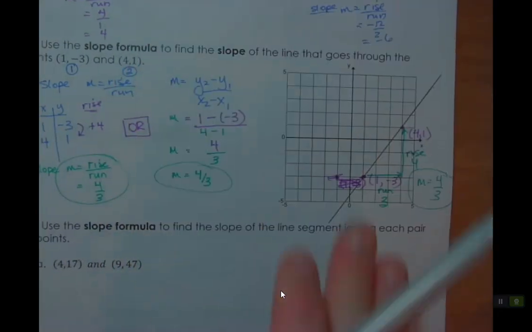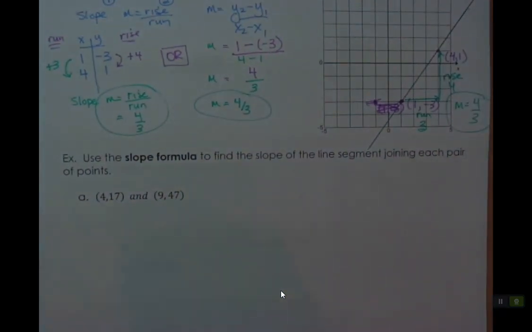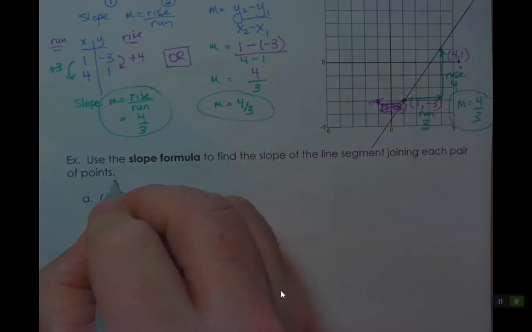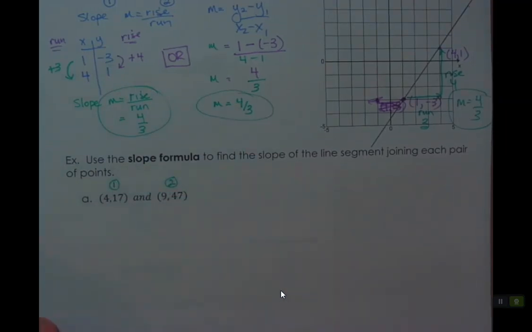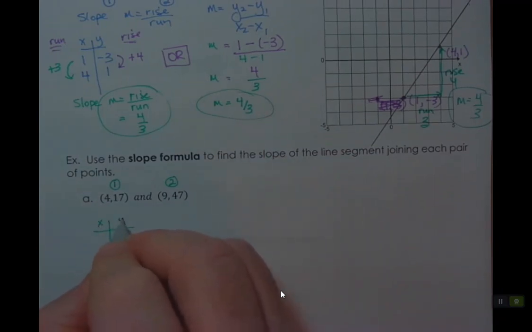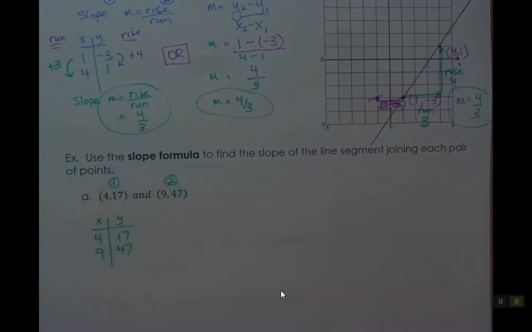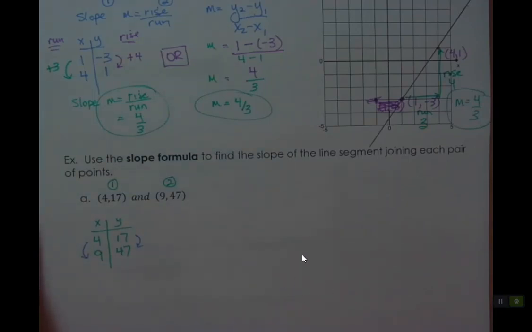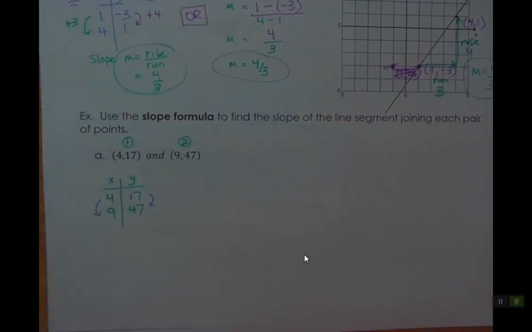All right. Last one, and then I'll let you guys practice. So here I've got a point. We're going to say this is point 1 and point 2. What I'm going to do is do the table first. So I'm going to do 4, 17 and 9, 47. And then I'm going to ask myself that. So I'm going to hit pause here, and you're going to do the slope. When you come back, it'll be done.